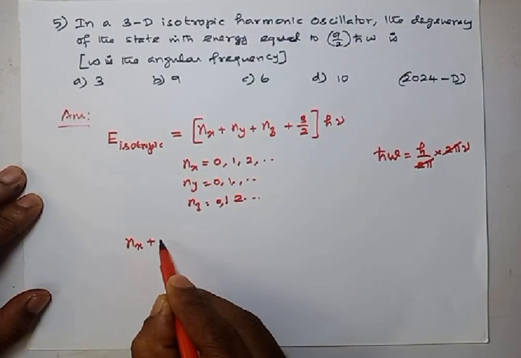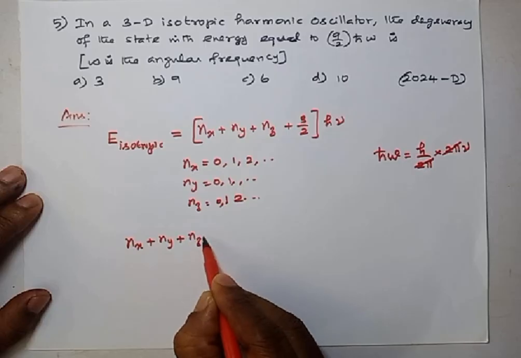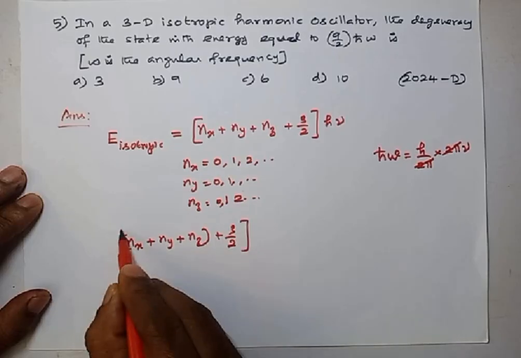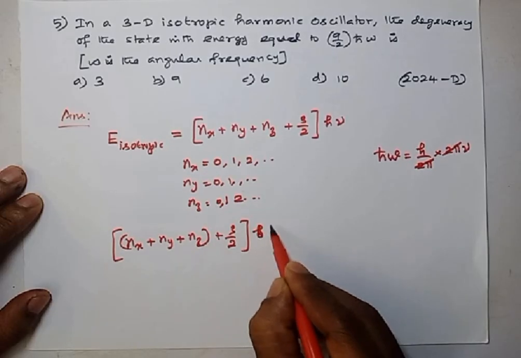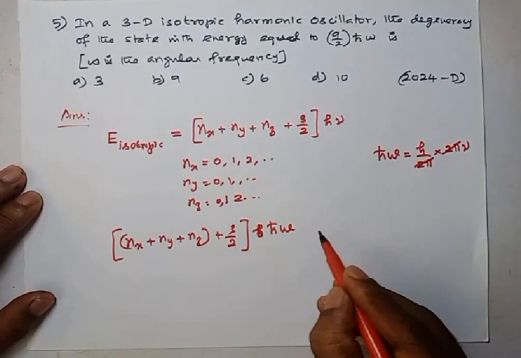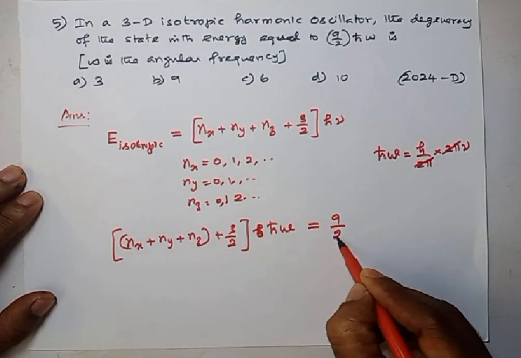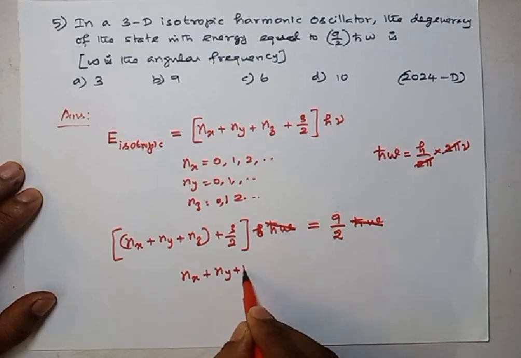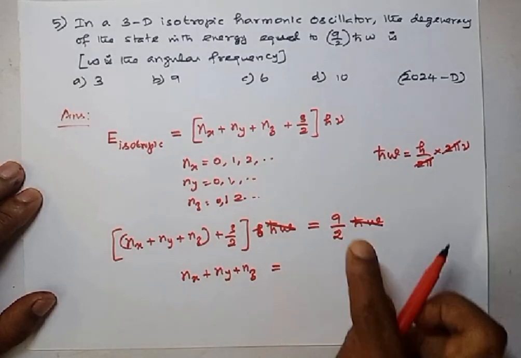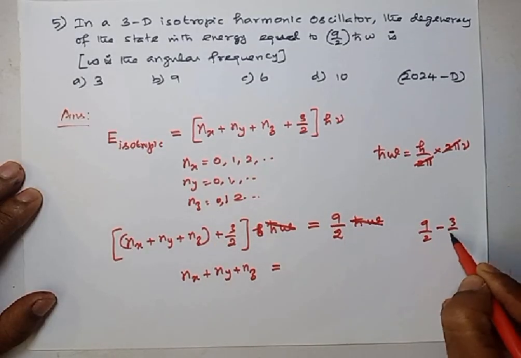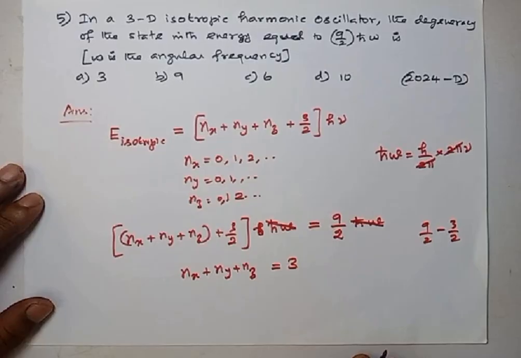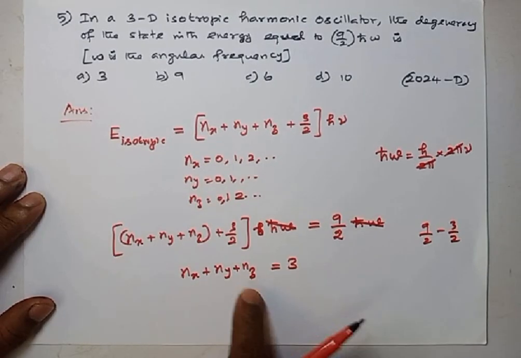So let me write like this: the energy formula is Nx plus Ny plus Nz plus 3 by 2, into h nu, or I can also put h cross omega. I have told you both are one and the same. This is equal to the energy given, 9 by 2 h cross omega. Okay, so h cross omega we can cancel. Therefore, Nx plus Ny plus Nz, bring this 3 by 2 to this side. So 9 by 2 minus 3 by 2. 9 minus 3 is 6. 6 by 2 is 3. So this is equal to 3. Okay. So the sum of Nx, Ny, Nz should be equal to 3.